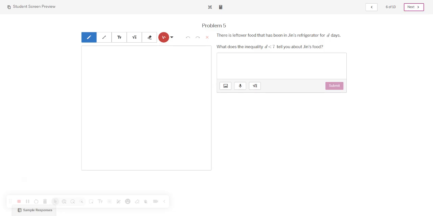Leftover food. Ooh, it's been less than 7 days. So the food has been in the fridge for less than 7 days. And now they're going to ask me the exact same question again.